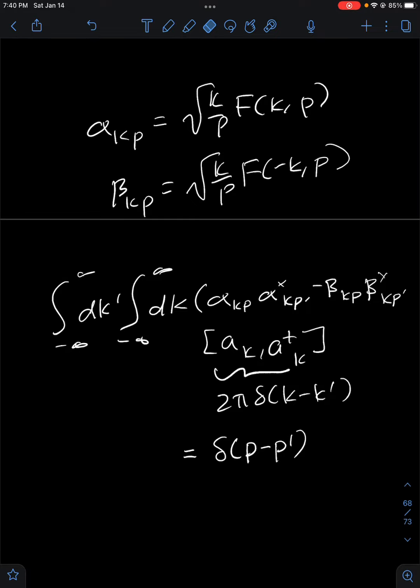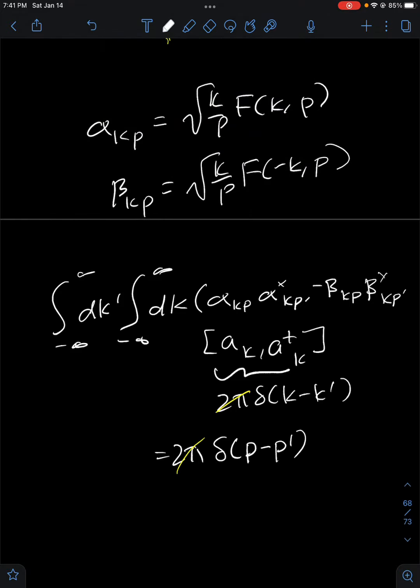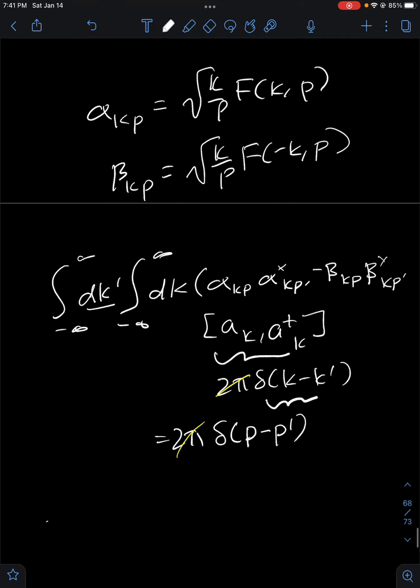So, it should be 2 pi, actually, 2 pi of that. And then these pi's are going to cancel out, and then we can, of course, integrate over k prime. That's why we use the k prime here. We can integrate over k prime, let k equal k prime, and that leaves us with the integral. This should be from 0 to infinity, technically speaking, since the energy is positive.